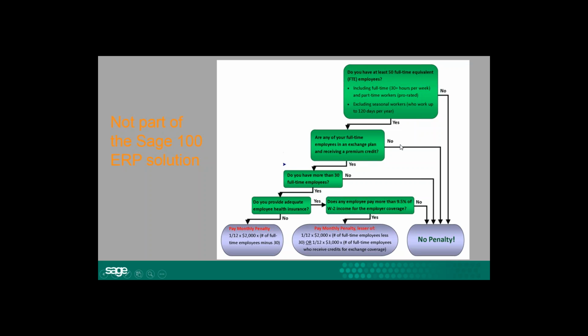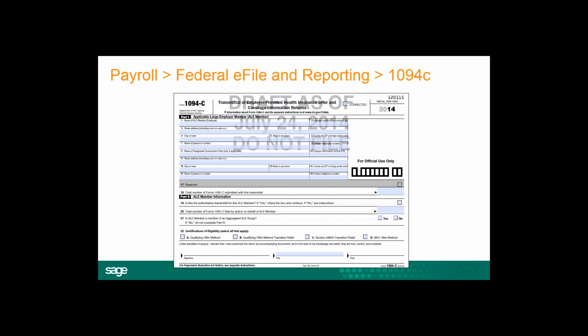On Sage City, it will give you a diagram to follow, but it's not going to calculate your monthly penalties based off of this diagram. It's just going to give you reporting and how to set that information up. The information that Sage gives you, you would then take and plug into the IRS reporting to give you those calculations and penalties as you need them.